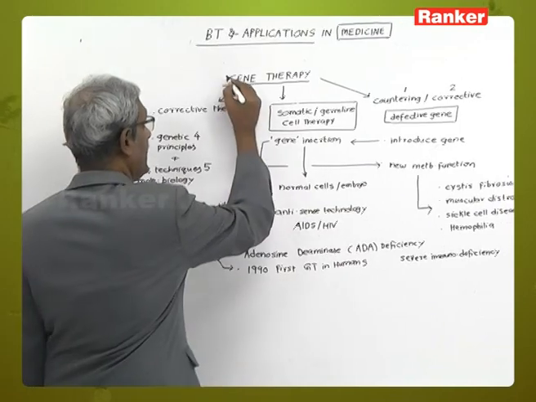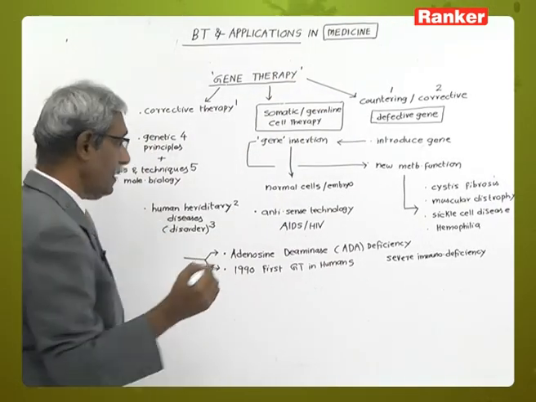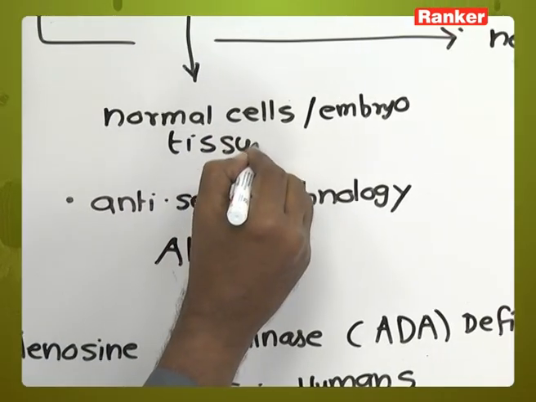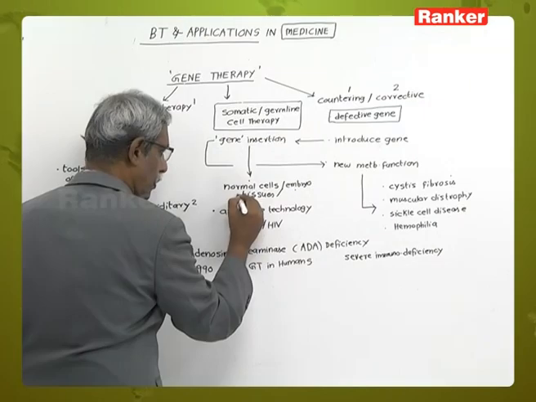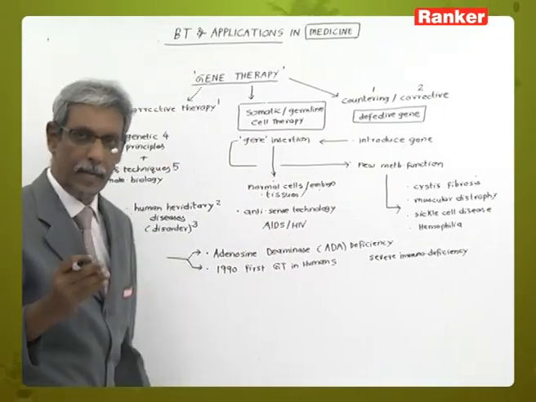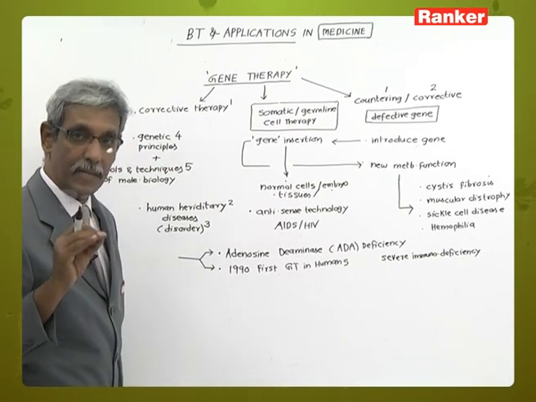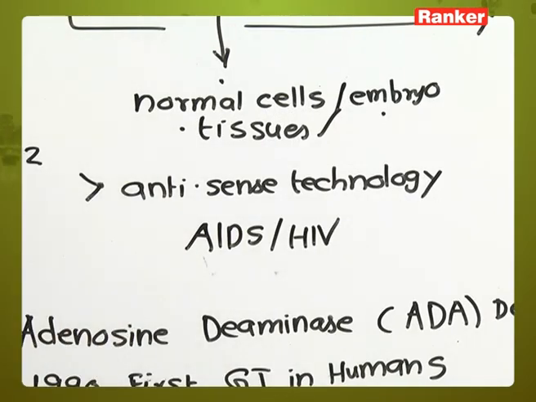So, where exactly do you practice gene therapy? You introduce your normal gene in normal cells and tissues of the human being, or else you introduce it into the embryo. You have three situations: cells, tissues and embryos of humans. And what is the basic principle here? The basic principle is you follow the antisense technology.